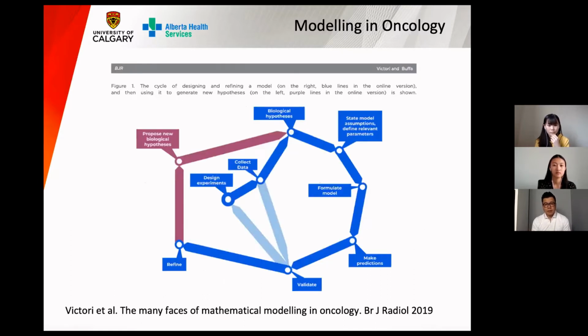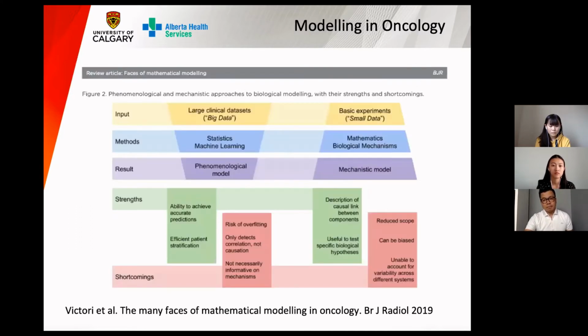So this is a figure in that paper that talks about how we can use models to come up with biological hypotheses, and then plug those into certain models and put in different assumptions and define parameters to formulate a model that will come out with some certain predictions that we need to validate, and then refine before we can actually use it in a reliable manner. And I'll show you a real world context in terms of my research at work, and also with respect to COVID-19.